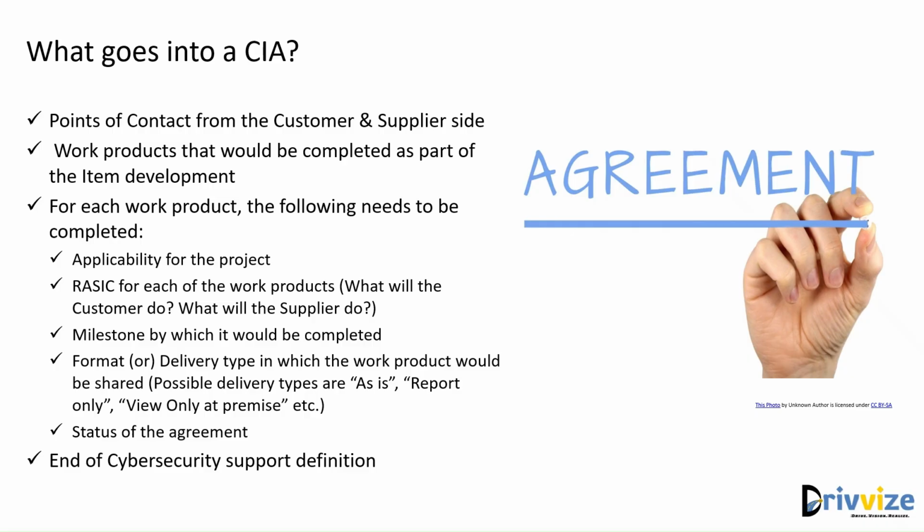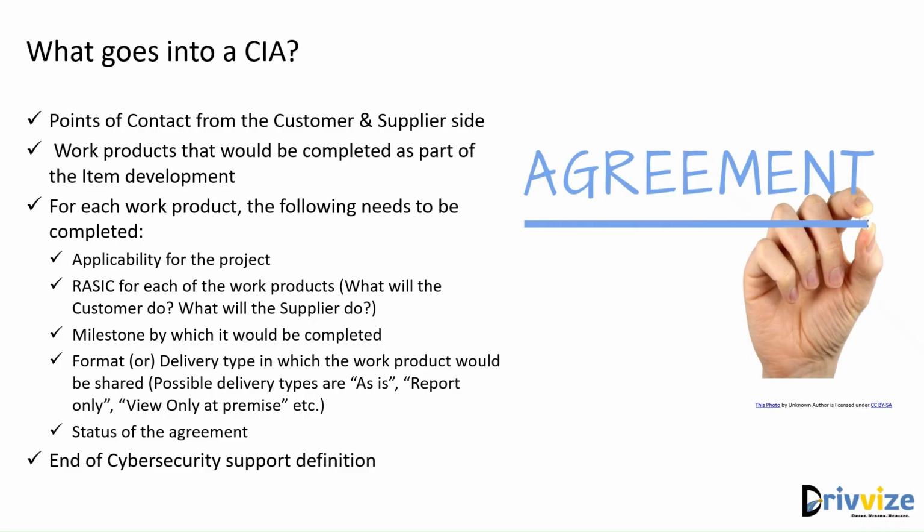So basically, what we have typically seen is that we have two columns, one that says the customer and the other that says supplier, and then for each of the work products we say, okay, who is responsible, who is going to support, or who is going to be informed about it. So those two columns we will have, and then we need to also decide about the milestone by which the work product would be completed.